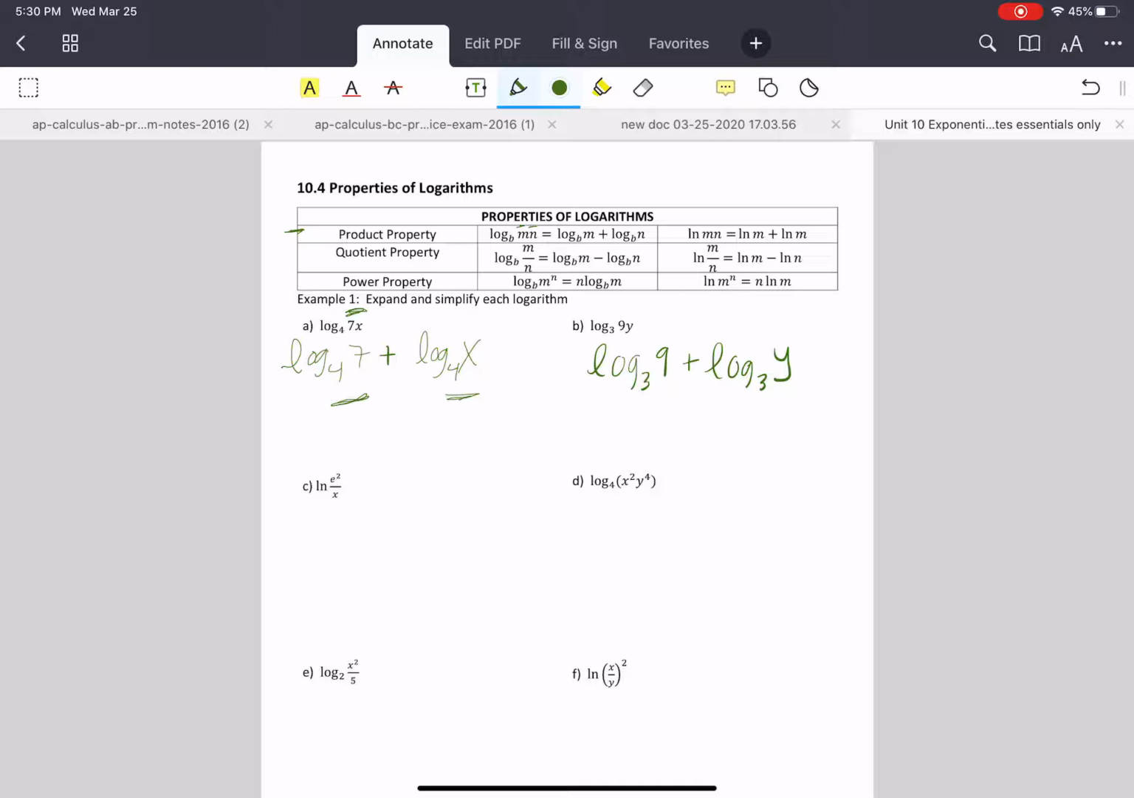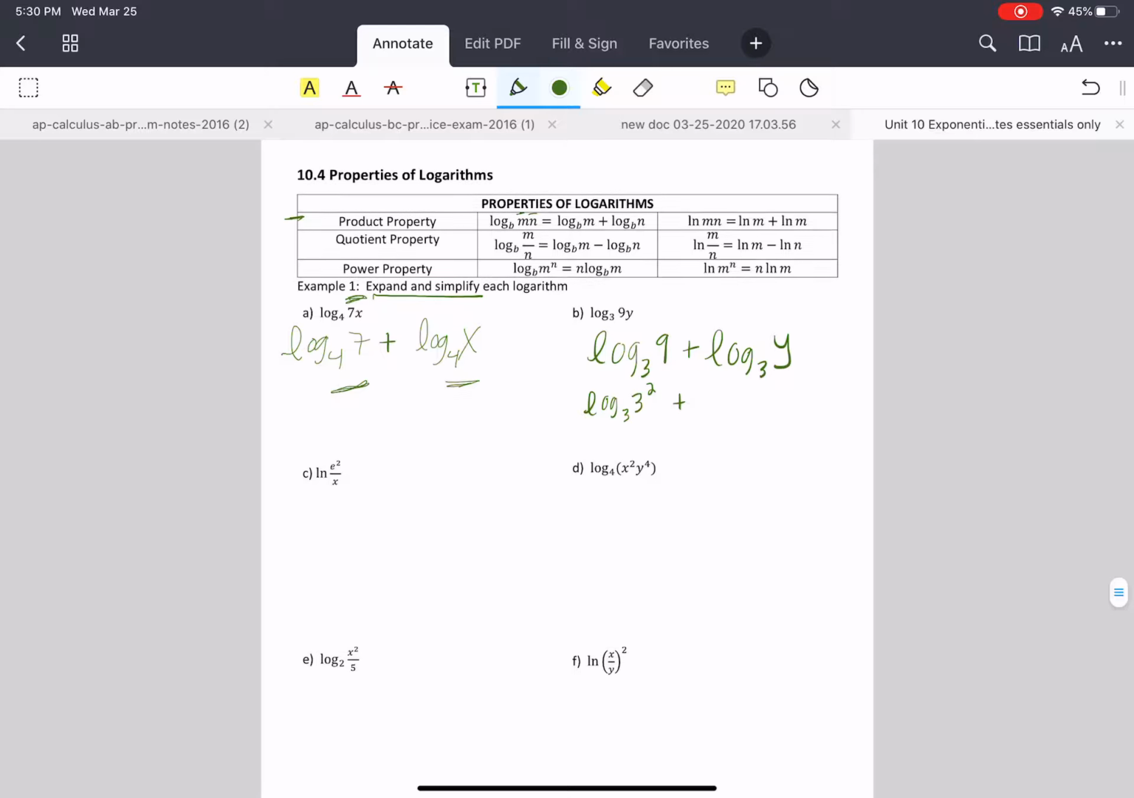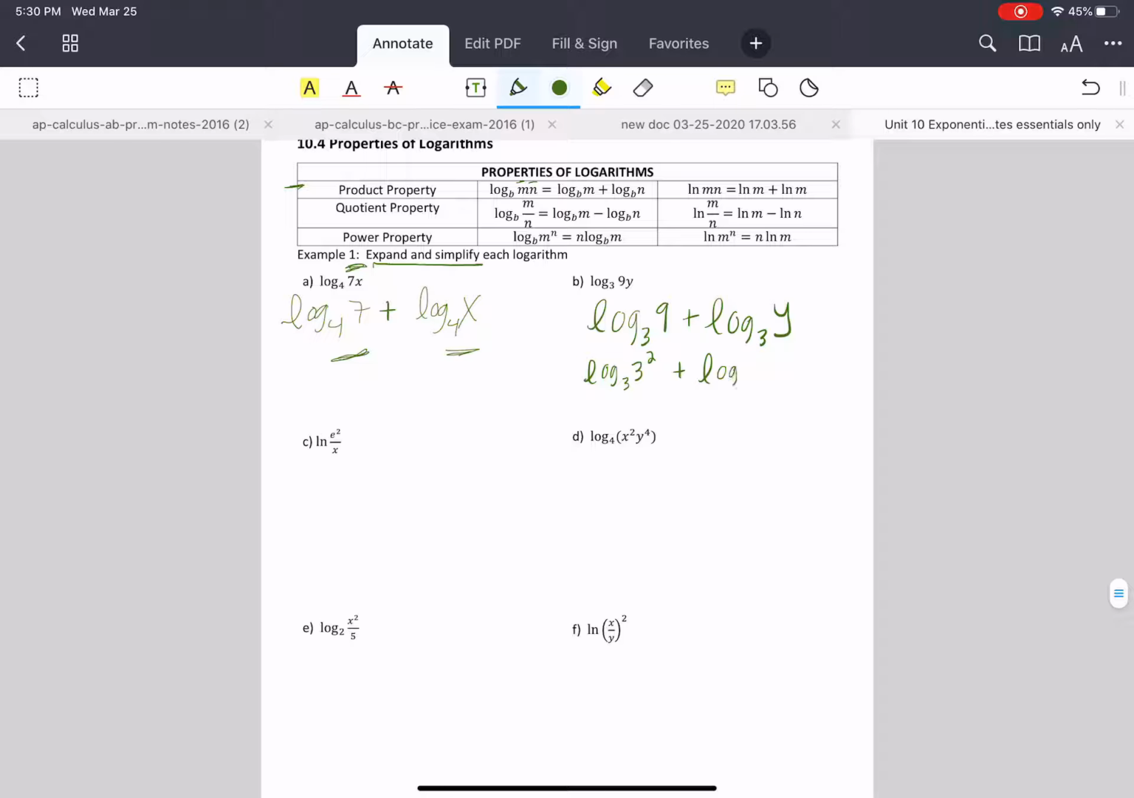Now this time we have to do another step because it does say to expand and simplify. We didn't have to worry about it on part A because 4 isn't going to go into 7 in a nice way, but 3 does go into 9. So if I'm going to start by changing my 9 to have the same base as the 3, and then log base 3 of y. So then these are going to simplify, and it becomes 2 plus log base 3 of y.